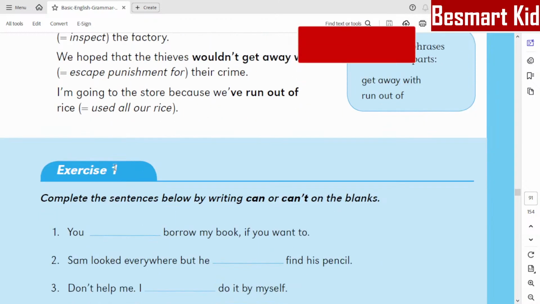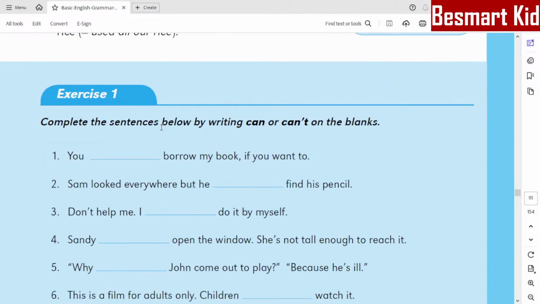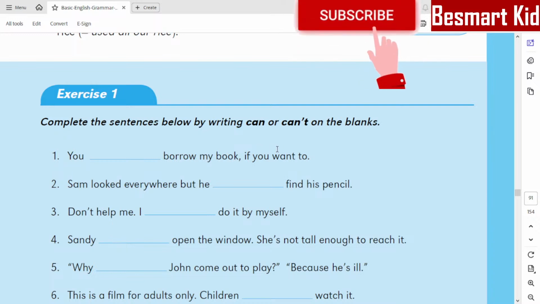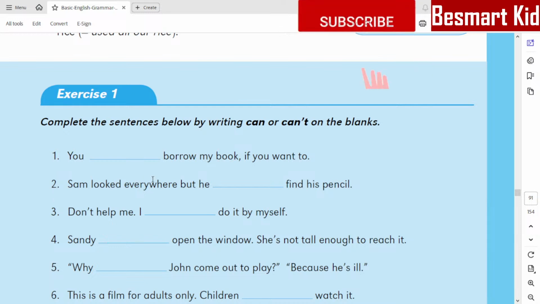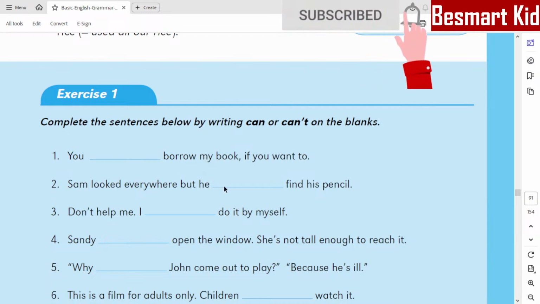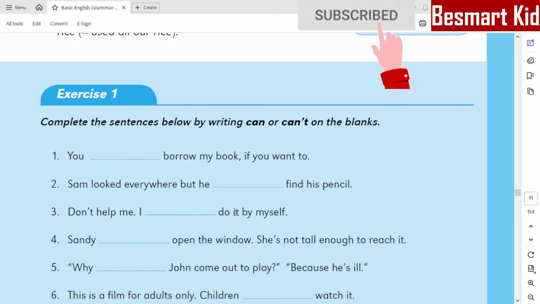Now we have exercise 1. Complete the sentences below by writing can or can't on the blanks. First, you dash borrow my book if you want to. Second, Tom looked everywhere but he dash find his pencil. Third, don't help me. I dash do it by myself.